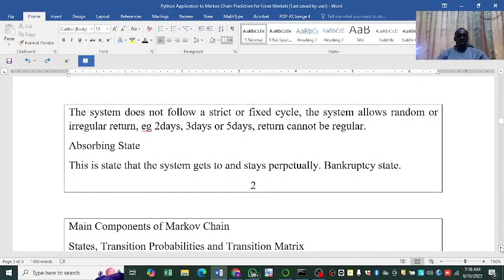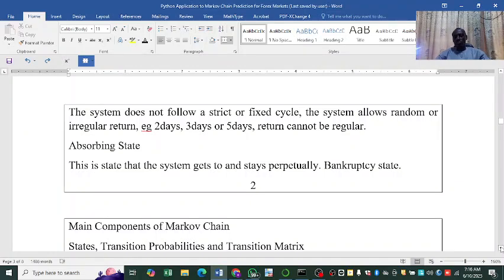Then absorbing state assumption. This assumption simply means that the system gets to a particular state and stays there perpetually, like the bankruptcy state. It can get to a state and get stuck. The system can get to a state and get stuck. And that's what we mean by absorbing state.